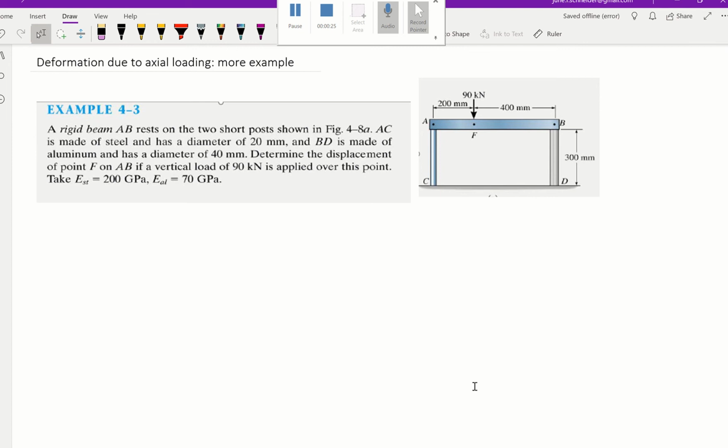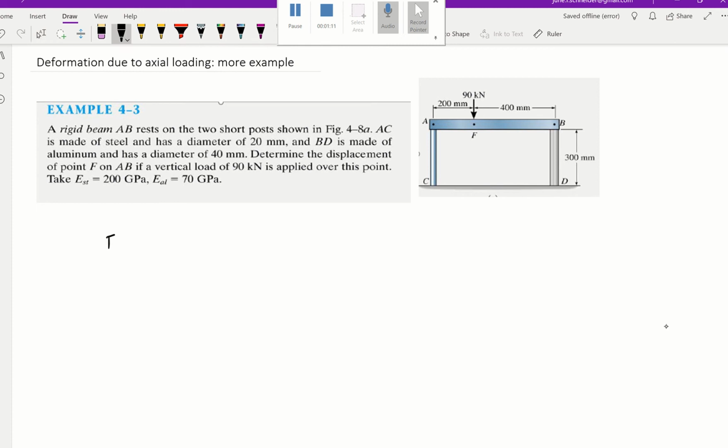Okay, so this problem has a rigid beam AB, supported by two posts, AC and BD. It looks like AC is made of steel and has its own diameter, and BD is a different material, aluminum, with a larger diameter. Then there's a concentrated load, 90 kilonewtons, applied at F, and they want us to find the displacement of point F. So how do we figure this out? Let's first think about this.